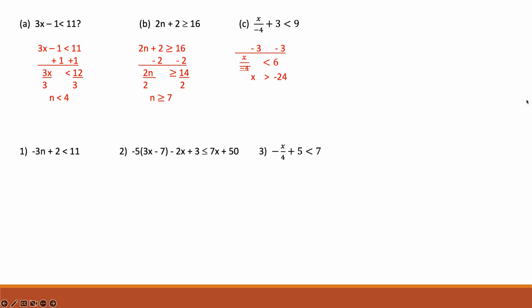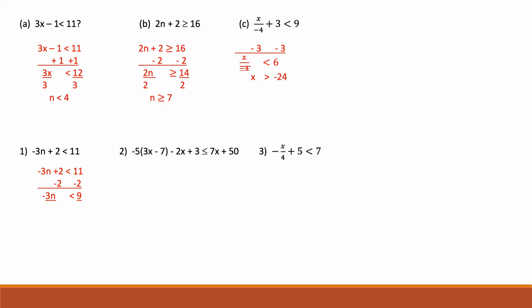Okay, let's try the first question down here, number 1. And you can see that I did copy it correctly. Okay, so first I'm going to subtract 2 from both sides. That gives me negative 3n is going to be less than 9.